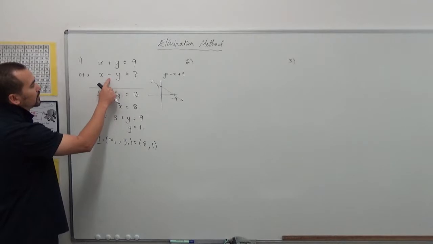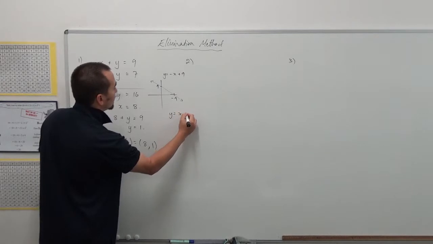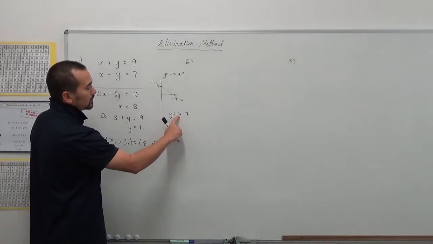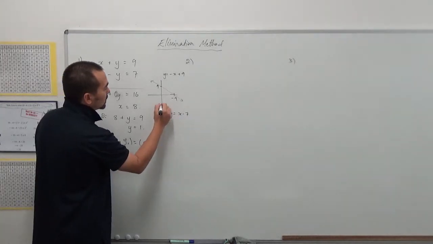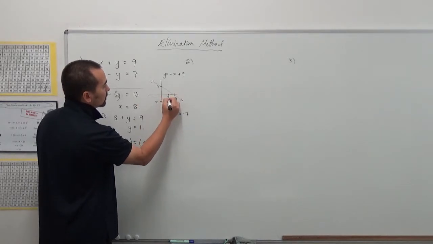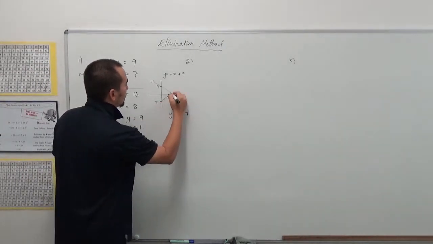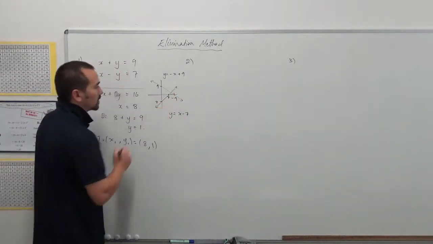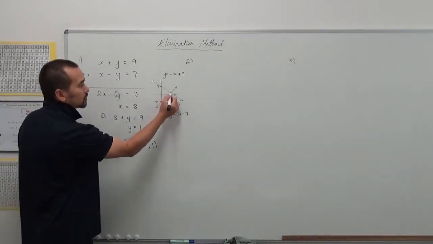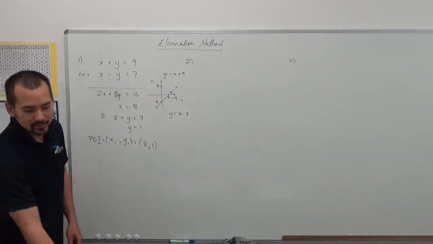This one would be the same as saying y is equal to x take away 7. True? Which means the gradient is 1, and I'm going to start at -7. So if this is -7 here, go up 7 and across 7, then this equation will look like that. Okay, so now you can see that 8, 1 seems reasonable for the point of intersection. Okay, let's have a go at the next one.